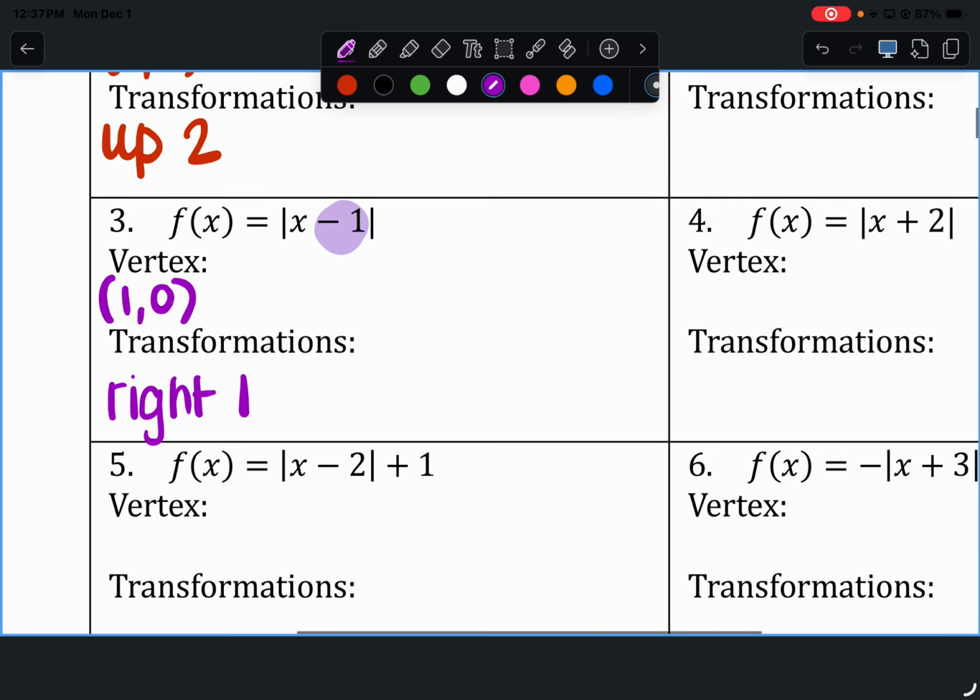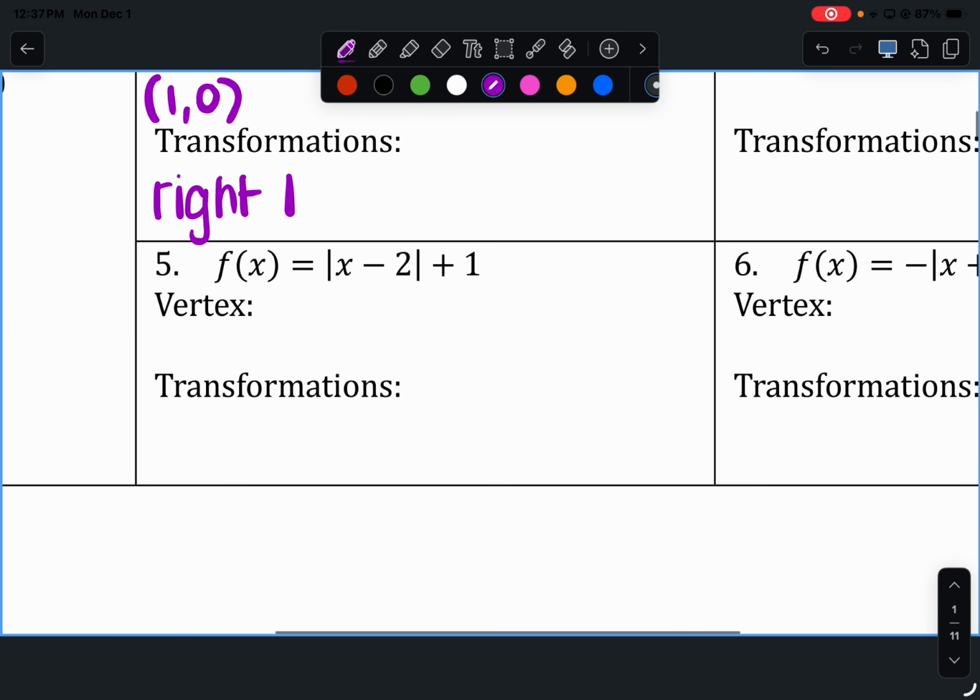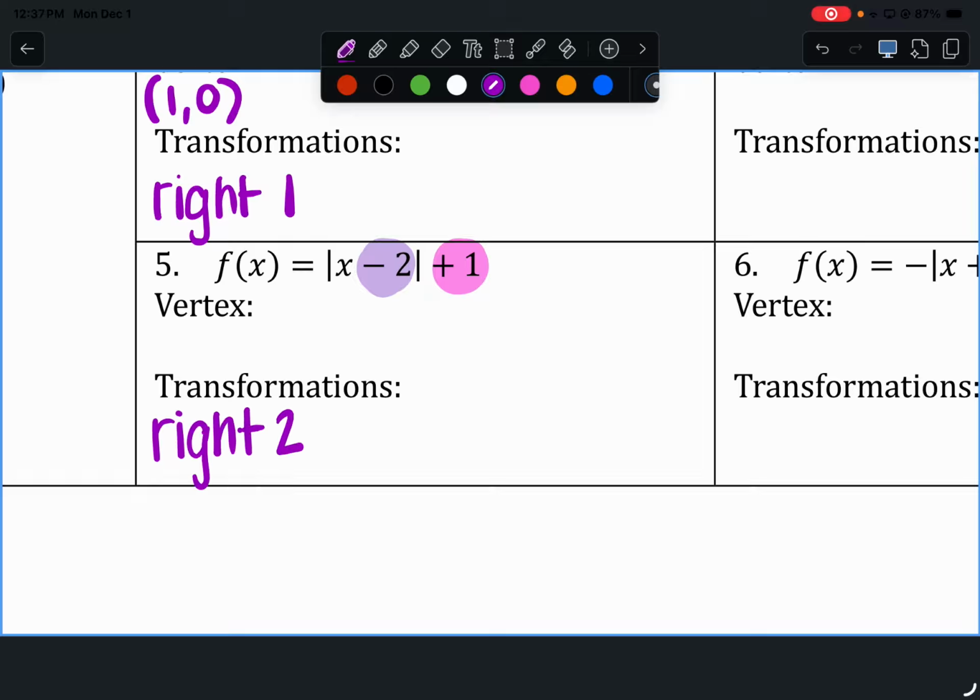Okay, for number 5. How many transformations are in number 5? 2. So we have -2 and we also have +1. What does -2 cause to happen? Right 2. Up 1. It goes right 2 and it goes up 1. So what does that make our vertex? 2, 1.